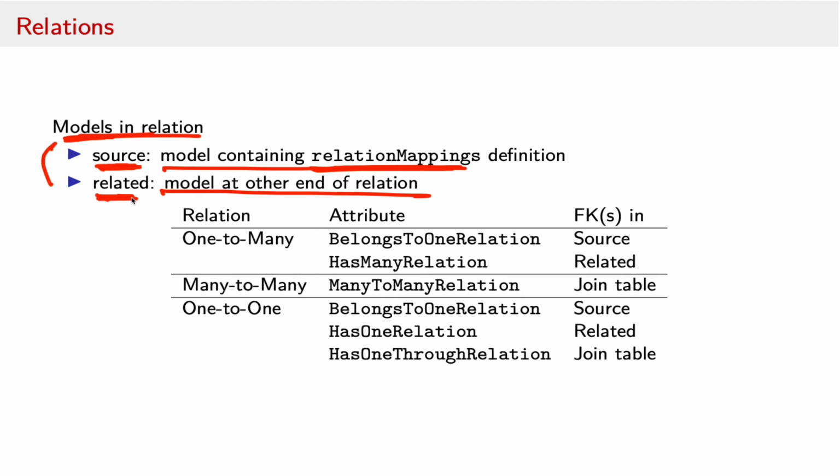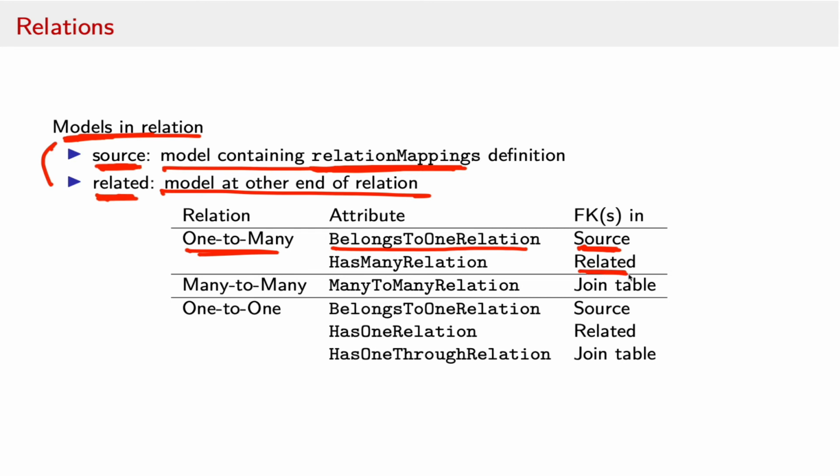So if we take a look at the one-to-many case, we can see here that on the source side, we would use a BelongsToOneRelation. That's pretty much what we just did with the cities and countries, because a city belongs to one country. We were writing code in the relation mappings of the city, which made it the source, and then on the other side we had the country.